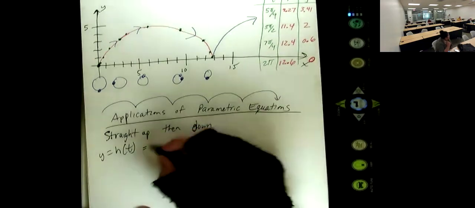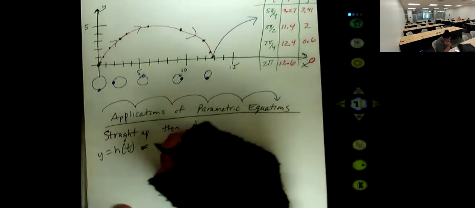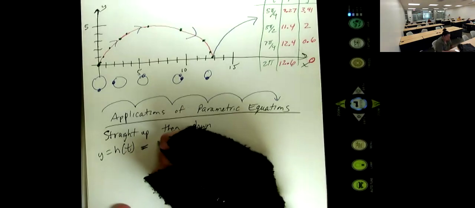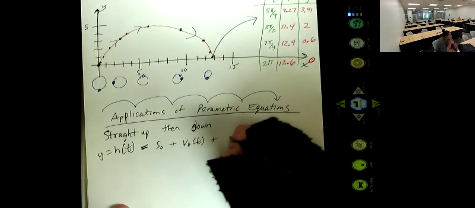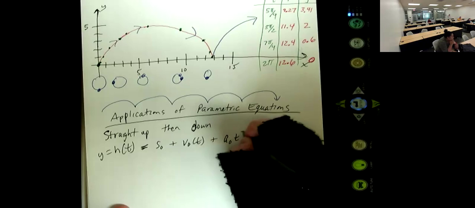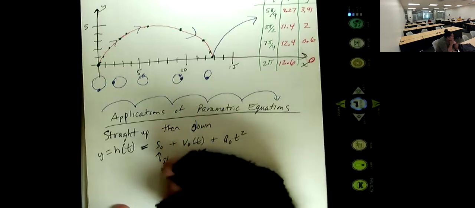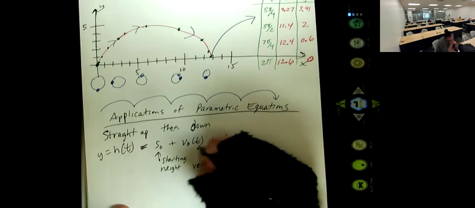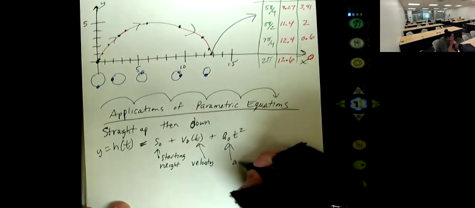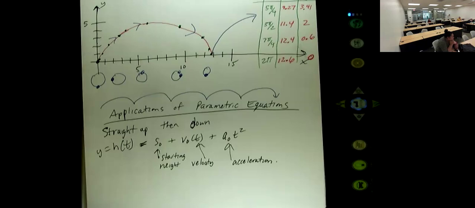And in what are we doing, the imperial system? It's imperial. We have s naught plus v naught t plus a naught t squared, where this is your starting height, starting velocity right there, and acceleration. That's without any implicit.